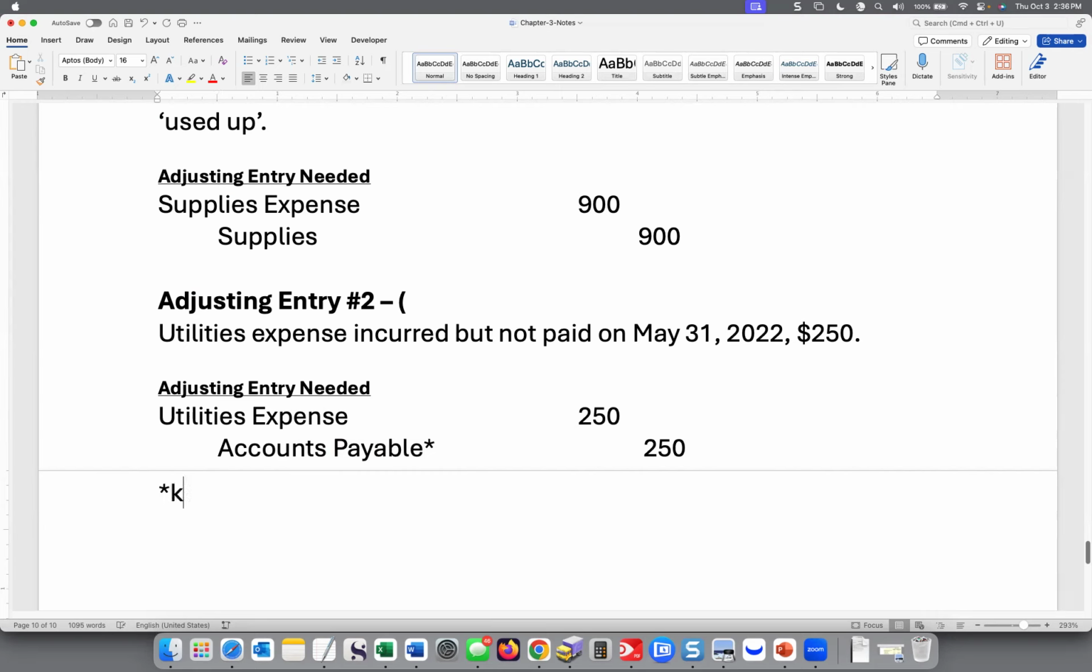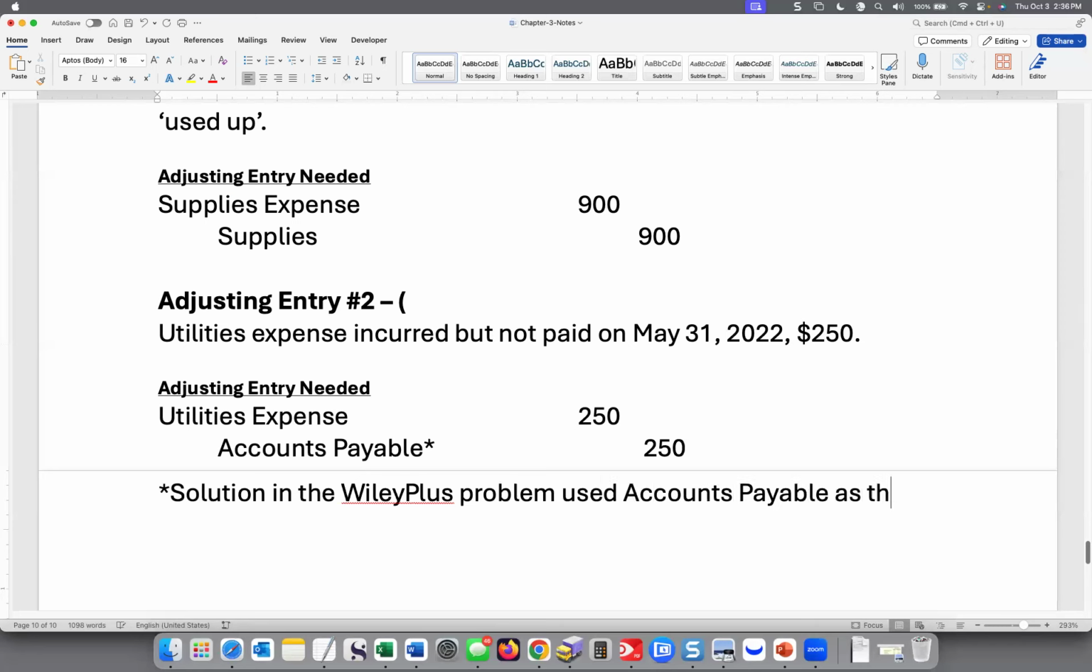I'm going to put the little asterisk, and I'm going to say solution in the Wiley Plus problem used accounts payable as the liability. However, it should have used utilities payable. Yes.